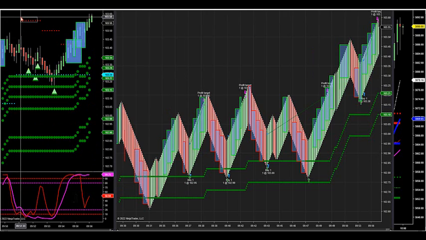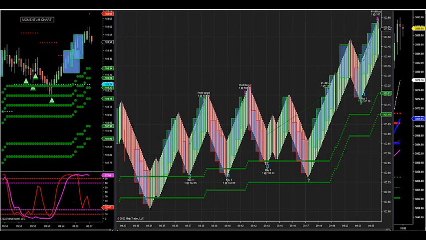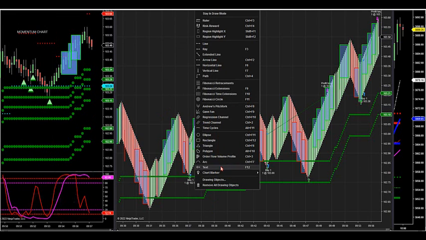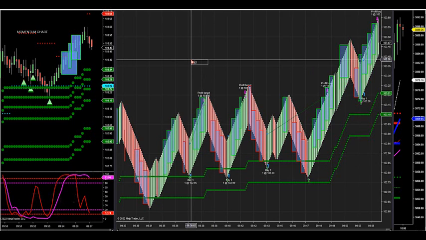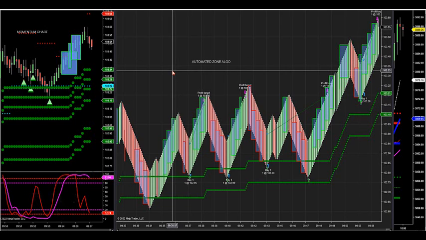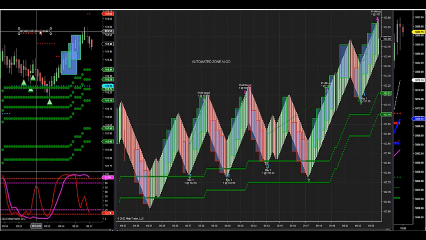to find out when these markets are possibly going vertical, but then use an automation algorithm to pull in a trade for target stops and trails. So this is the momentum chart, and then this is the automation. Automate algo. Zone algo. All right, so these two charts work really good together.